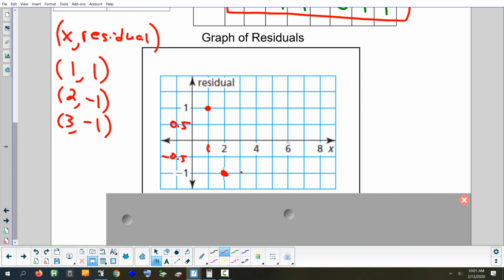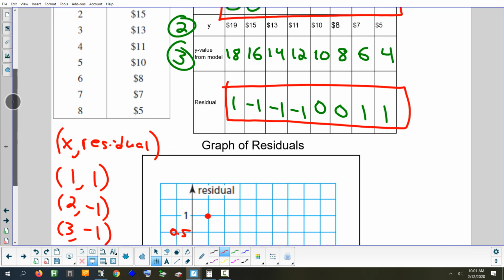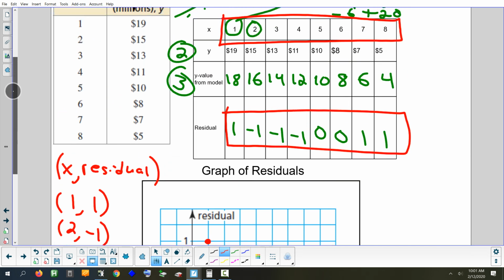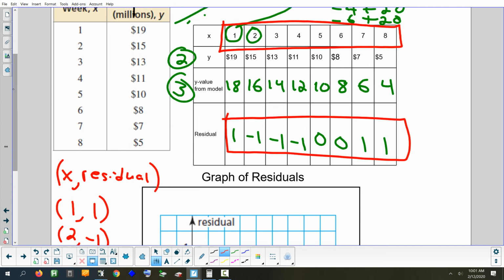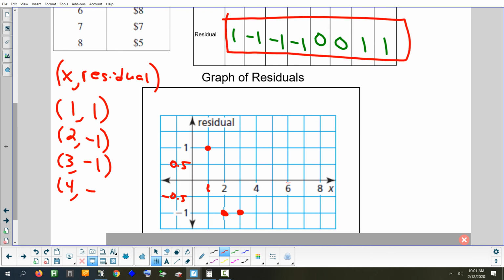So 3, negative 1. What's your fourth X value? 4. What's your fourth residual? Negative 1. 4, negative 1. So when I start to look at that, I'm getting a little concerned because all the residuals are negative. Remember, if they're all negative, that means your line is too high because the points are all below. But we already know we got some more positive residuals coming out. So that's good.